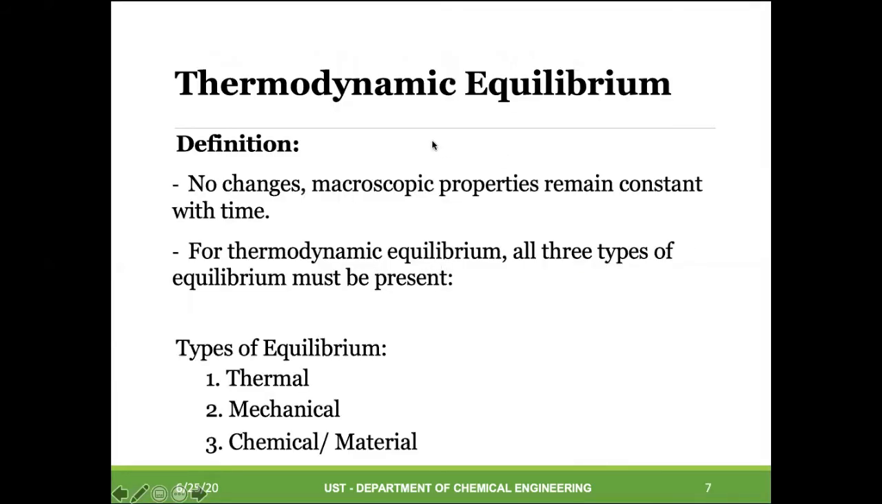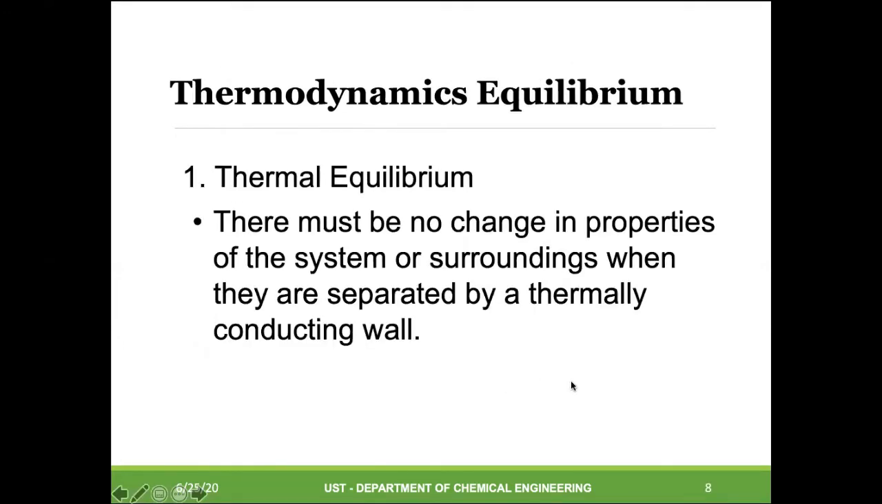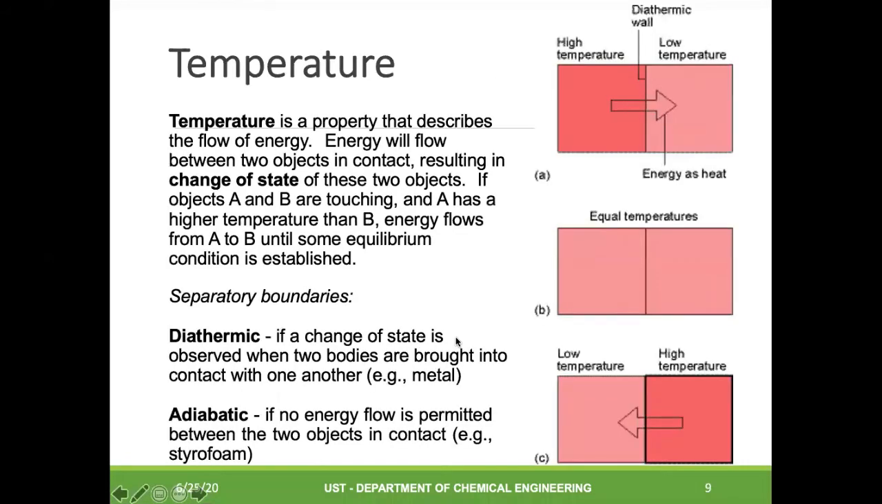Now, for thermodynamic equilibrium, there is no change in the macroscopic properties. They remain constant with time. For thermodynamic equilibrium, all three types of equilibrium must be present. And what are those three types? They are thermal, mechanical, and chemical. For thermal, there is no change in properties of the system or surroundings when they are separated by a thermally conducting wall. One of the parameters involved here is temperature.